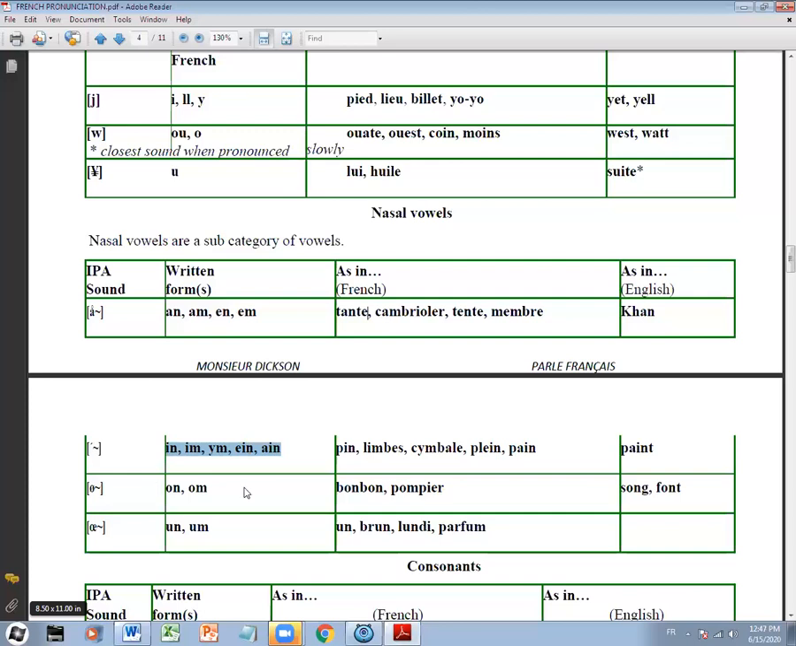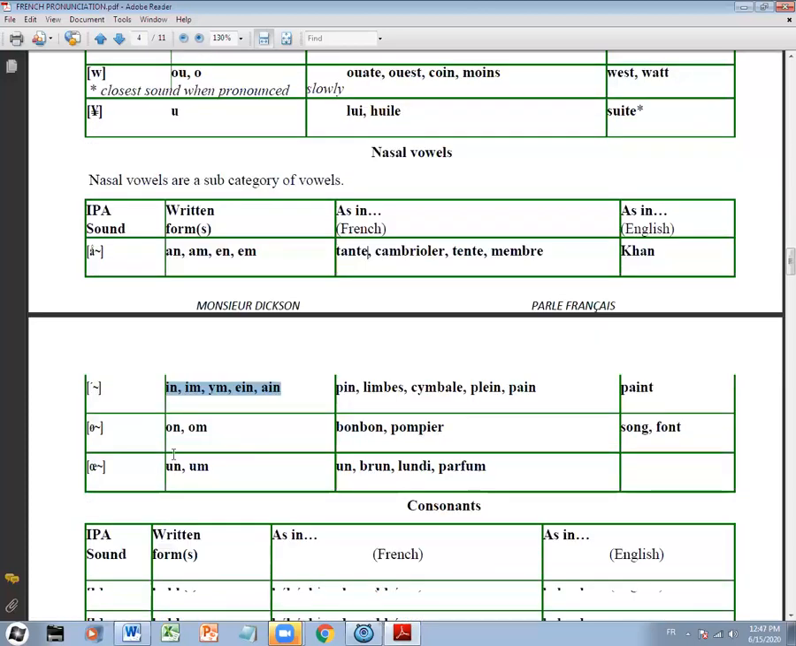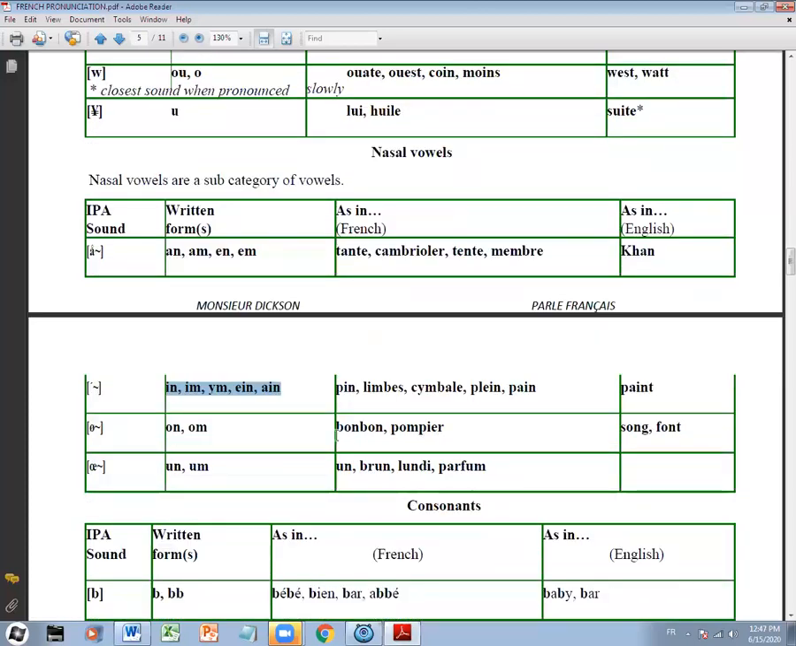ON and OM produce the sound on. So we say bonbon, we say pompier. I think we have less than 1 minute. So in case it ends, remember I've said I'm going to send you another link so that we can continue with the class kindly.